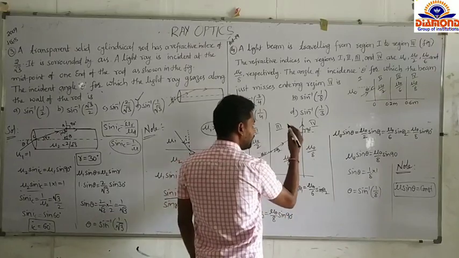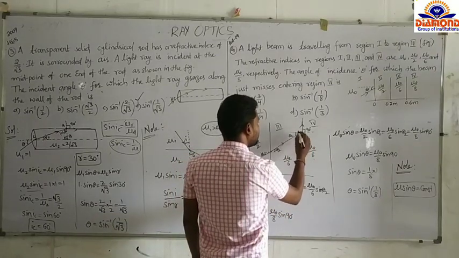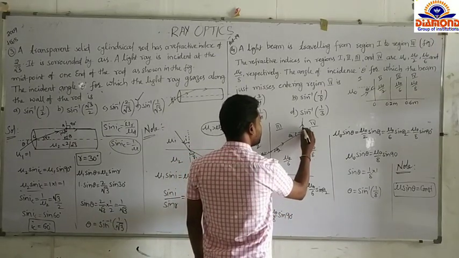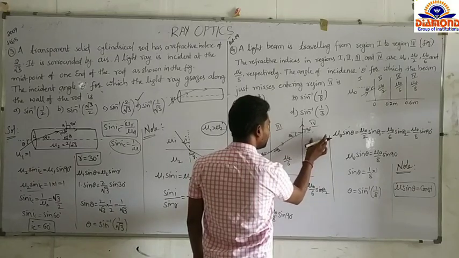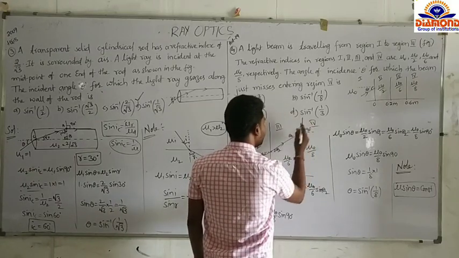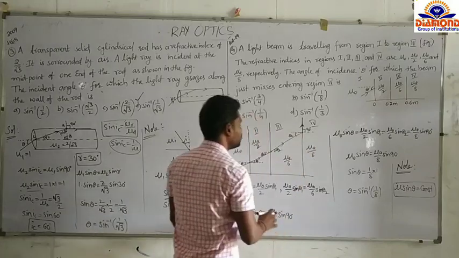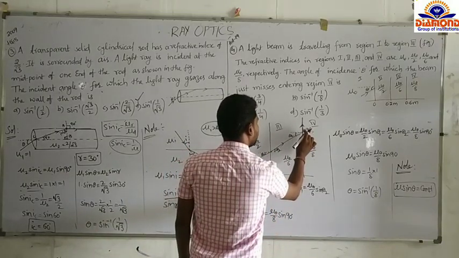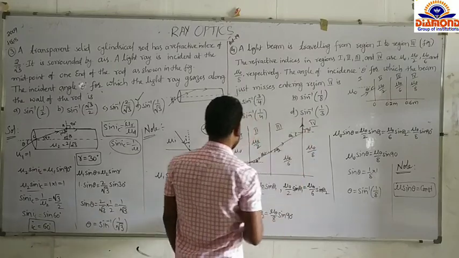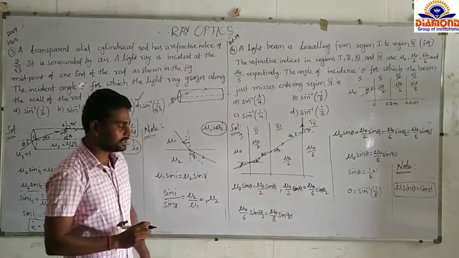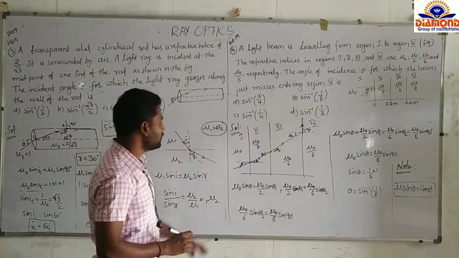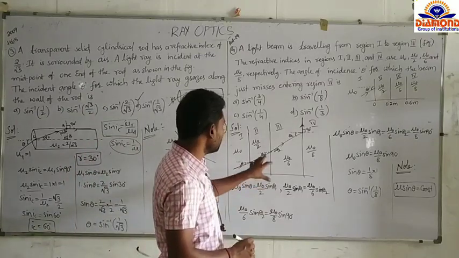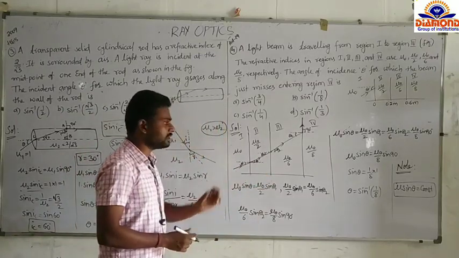So at a particular angle, here at theta 2, this ray is not entering into the fourth region, it is just grazing the interface of the third and fourth region. To graze the refracted ray along the interface of the third and fourth region, what is the angle of incidence? That we have to find. So here also we have to apply Snell's law at each and every region.